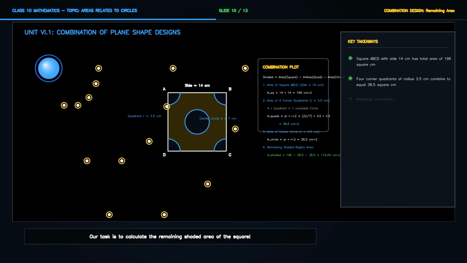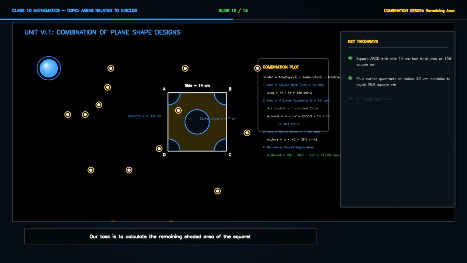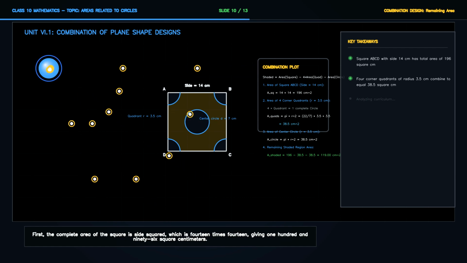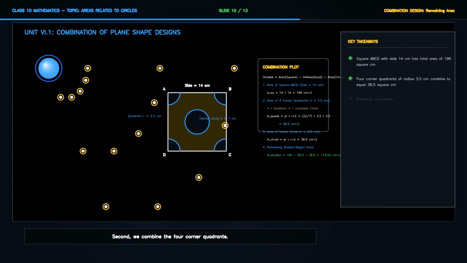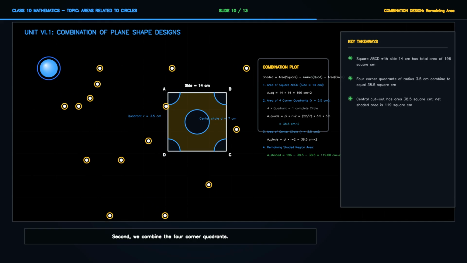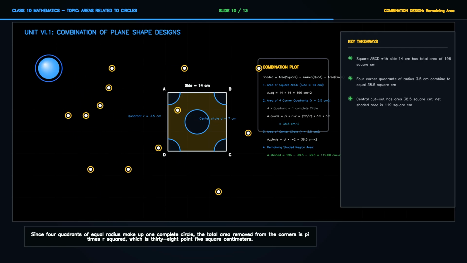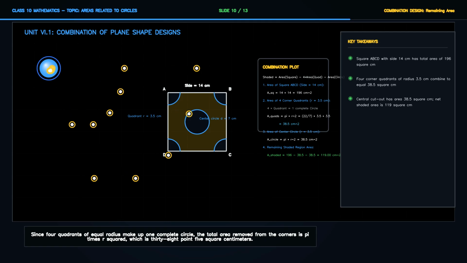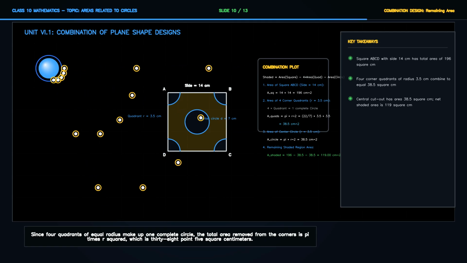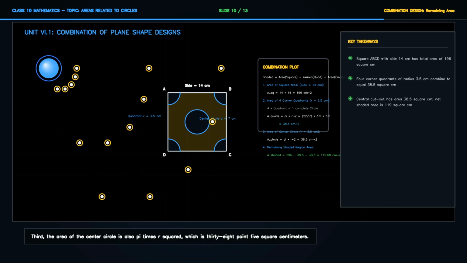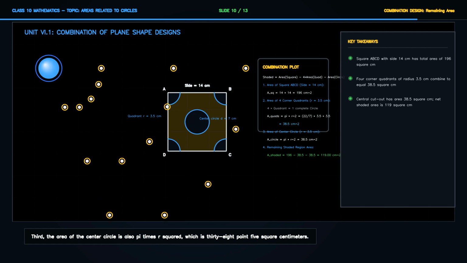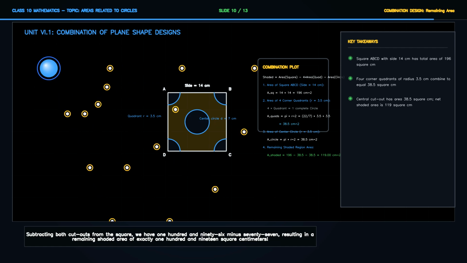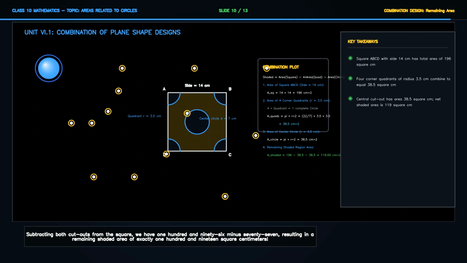First, the complete area of the square is side squared, which is 14 times 14, giving 196 square centimeters. Second, we combine the four corner quadrants. Since four quadrants of equal radius make up one complete circle, the total area removed from the corners is pi times r squared, which is 38.5 square centimeters. Third, the area of the center circle is also pi times r squared, which is 38.5 square centimeters. Subtracting both cutouts from the square, we have 196 minus 77, resulting in a remaining shaded area of exactly 119 square centimeters.